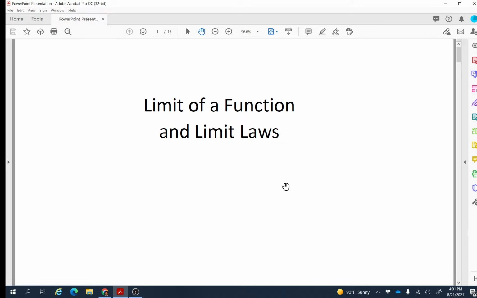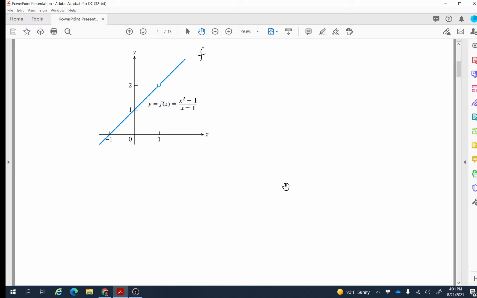Okay, so in this section we're going to talk about limit of a function and limit laws. Let's see this graph of a function f of x, which is (x squared minus 1) over (x minus 1).